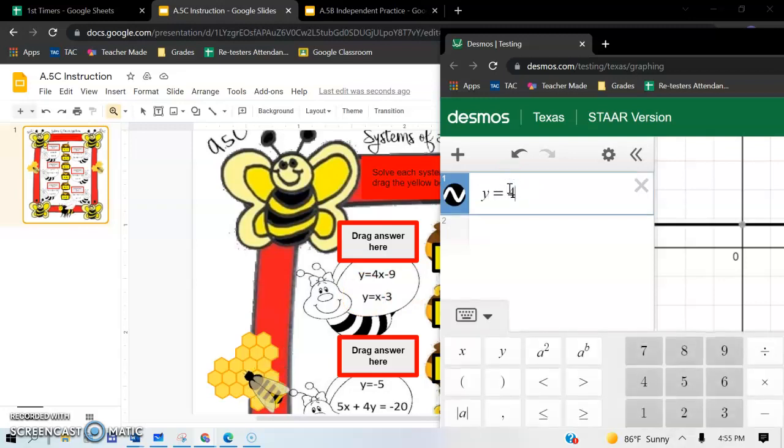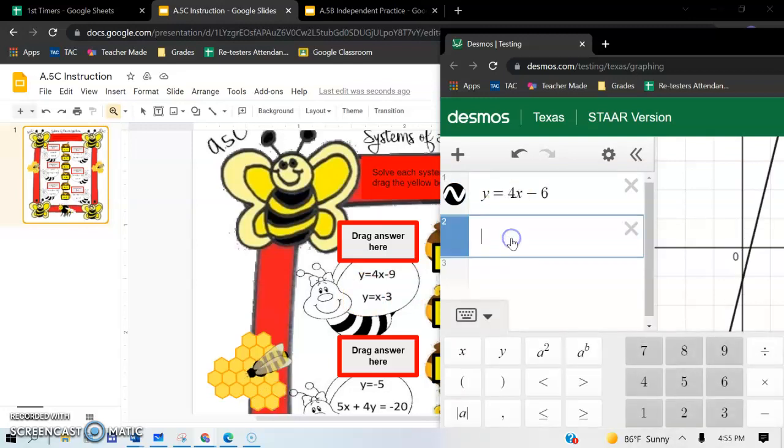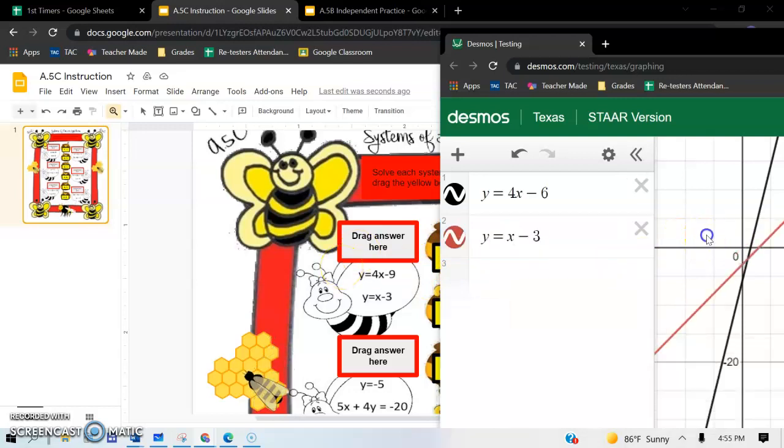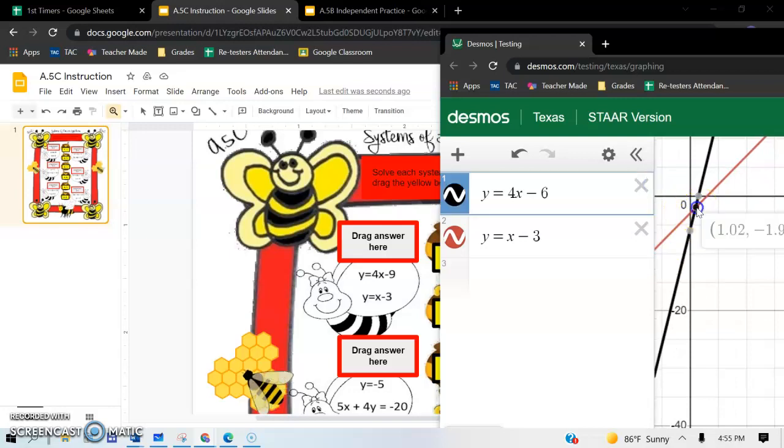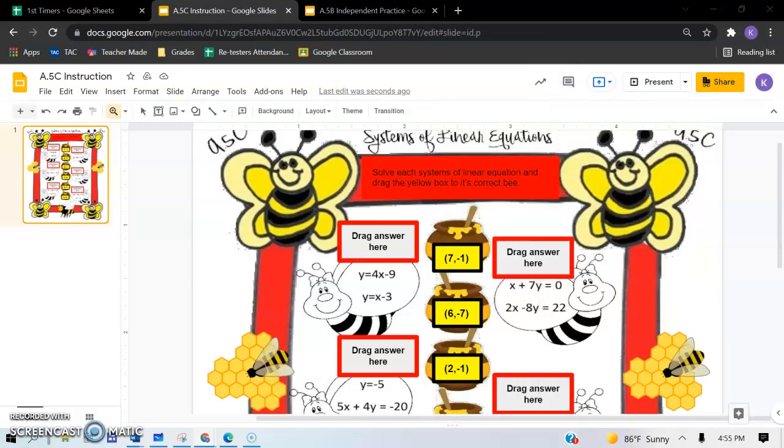So if you go to Desmos calculator, let's type in this first one right here, which is y equals 4x minus 9. And then you're going to type in the other one, y equals x minus 3. And as you can see here, we have two lines. They're crossing approximately right here. And that's it, ladies and gentlemen. You found your answer. It is that simple, like I said, which is 1, -2.